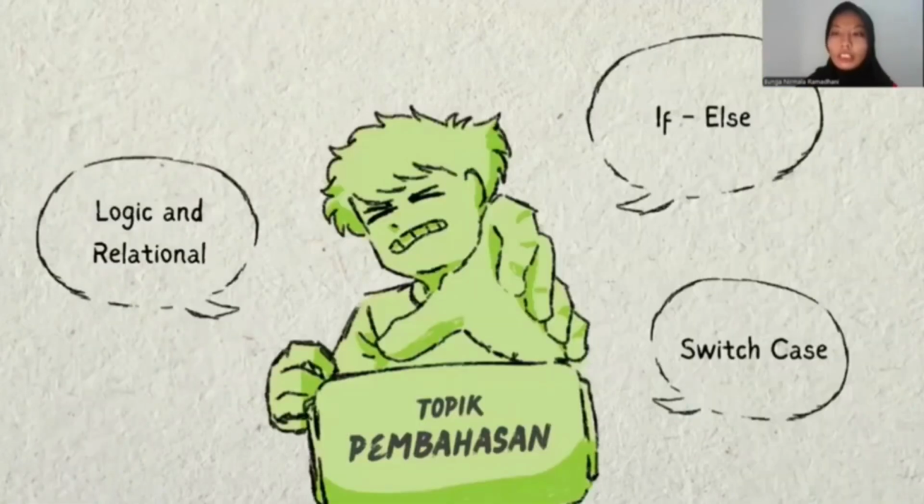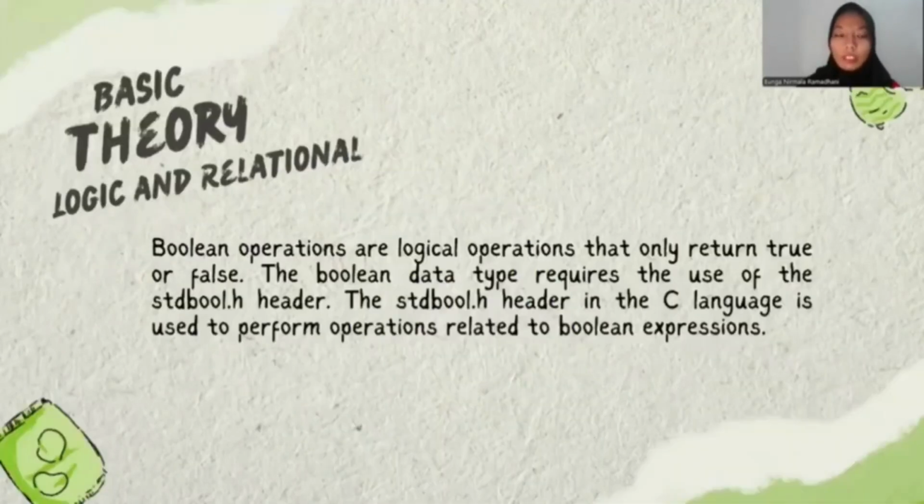The topic that we're going to discuss today consists of three topics: logic and relational, if-else, and switch case. The basic theory of logic and relational consists of Boolean operations, which are logical operations that only return true or false. The Boolean data type requires the use of the stdbool.h header.